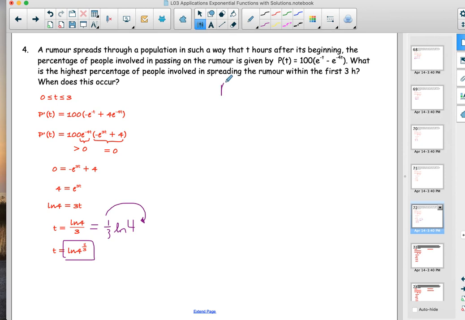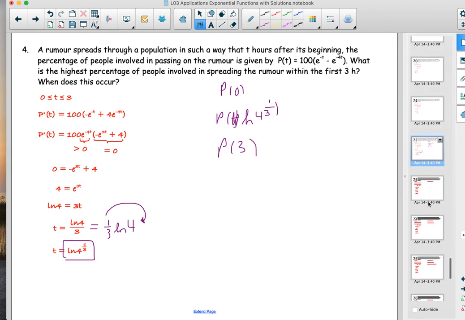So now what? Now we have to check p at 0, p at 1/3 ln, actually let's do it this way, p at the ln of 4 to the 1/3, because that's the friendliest way to plug into that. And then we're also going to be checking p at 3. So let's get started.